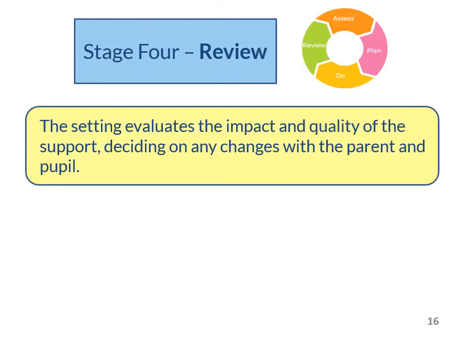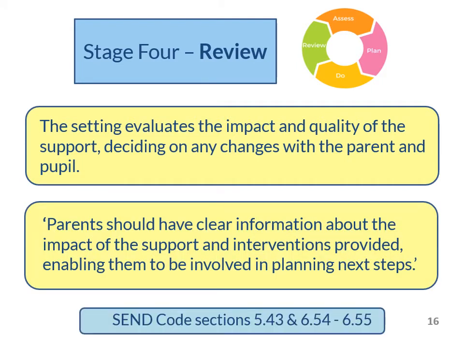The final and very important stage in the cycle is the review, where the setting evaluates the impact and quality of the support, deciding on any changes with you and with your child. So you will be looking at what has worked well, what has not worked as well as expected, and what the setting can do next to try and help your child make better progress. The SEN Code says that parents should have clear information about the impact of the support and interventions provided, enabling them to be involved in planning next steps.